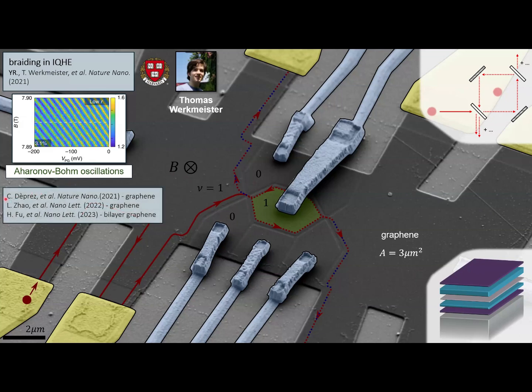We saw it in parallel to Benjamin Sacépé's group in 2021 in graphene. One year later, Gleb Finkelstein's group also saw it in graphene. And in 2023, Junzu's group also saw it in bilayer graphene. But all of these 4 works were basically discussing integer quantum Hall effect interference, and none of them saw fractional oscillation. And this is exactly what I wanted to do in my lab.